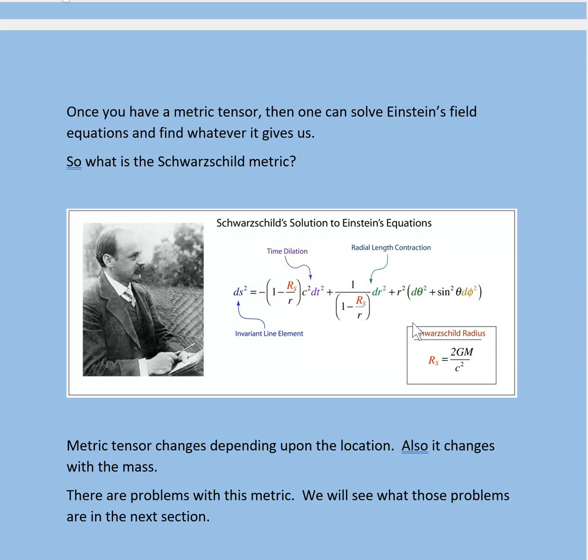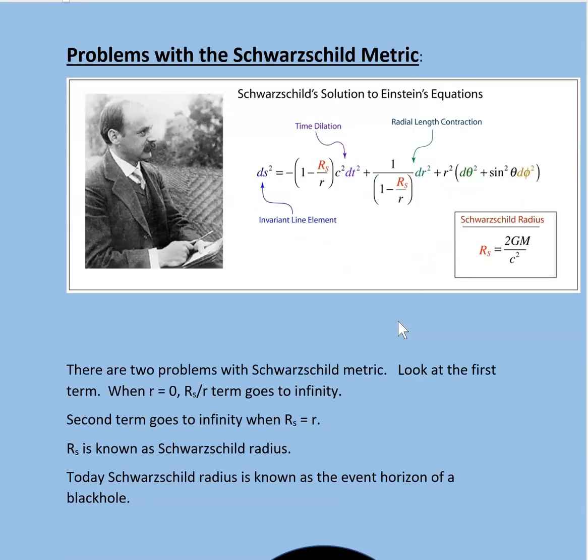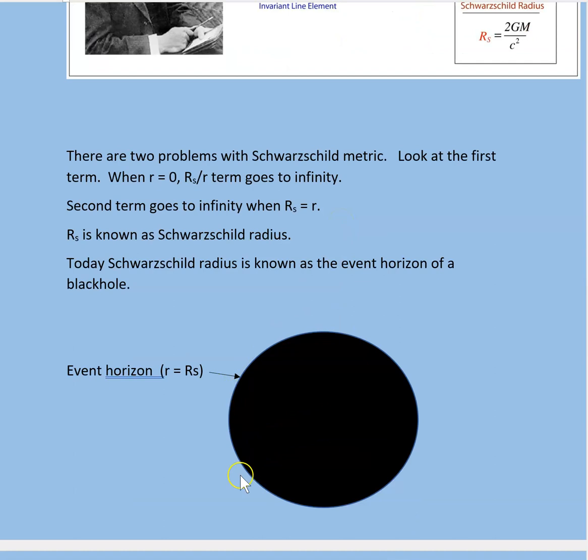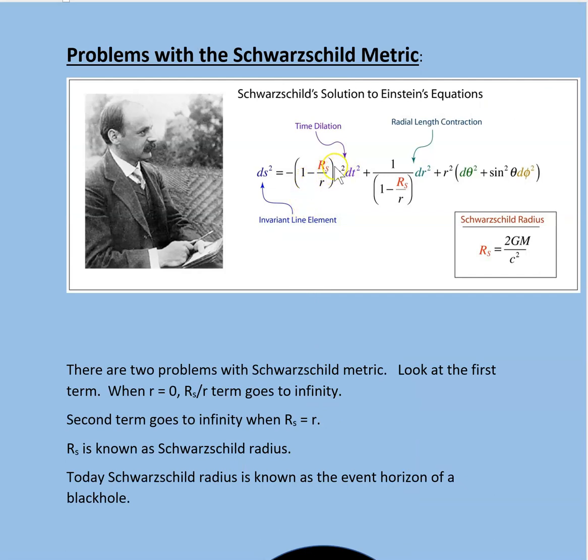So now there are some problems with this metric. The main problem that people saw was when r equals rs, rs is called the Schwarzschild radius, this becomes 0. That was not a problem. But when r goes to 0, this quantity goes to infinity. So if we take a body, when r is 0, then our distance, this ds squared, the invariant line element, is the distance between two particles, and that becomes infinity.